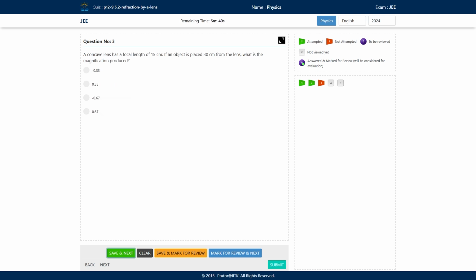A concave lens has a focal length of 15 cm. The object is placed at 30 cm from the lens. What is the magnification produced?